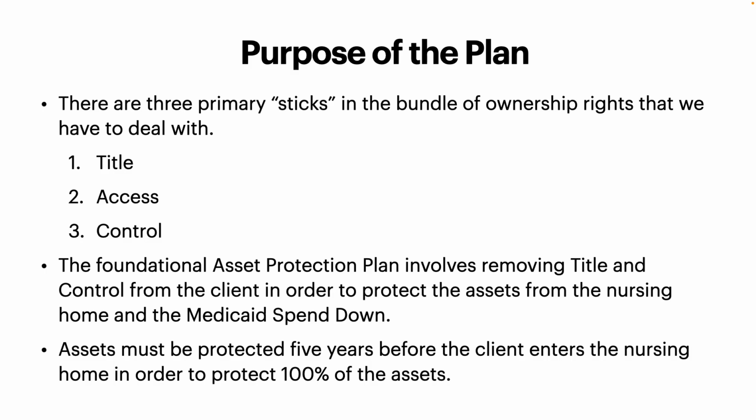And then, of course, control: who makes the investment decisions, who has to call the financial advisor to tell him to buy, sell, or trade, who decides what accounts the money's in, and so on and so forth. Now, the foundational asset protection plan that we typically do with most of our clients involves removing title and control from the client in order to protect the asset. What does that mean, remove title and control?